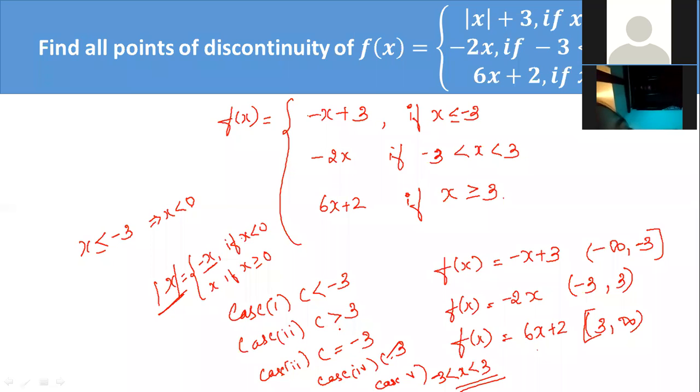So this is your task. Just try to work it out because we have only 1.5 minutes. Just try this question. I'll explain this question in the next class. You have to check 5 cases: c less than minus 3, c greater than 3, at c is equal to minus 3, c is equal to 3, and c in between minus 3 and 3. Just try this.